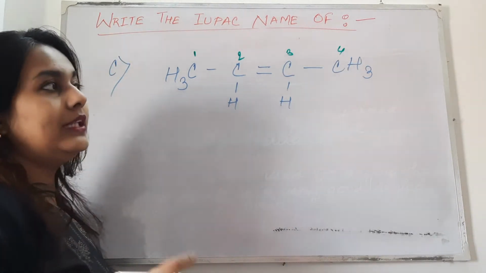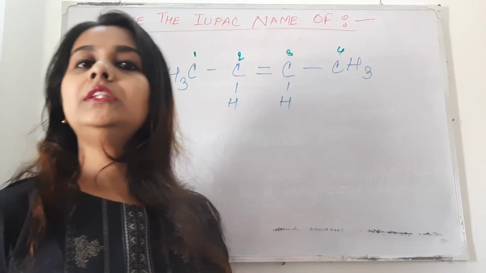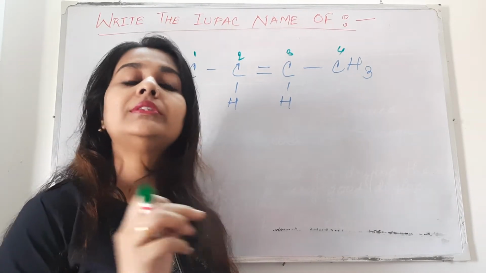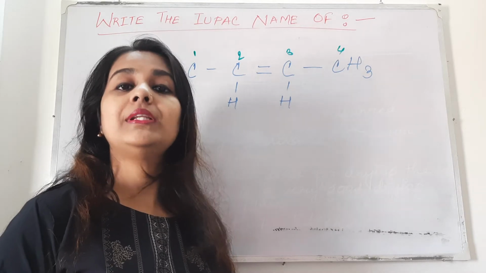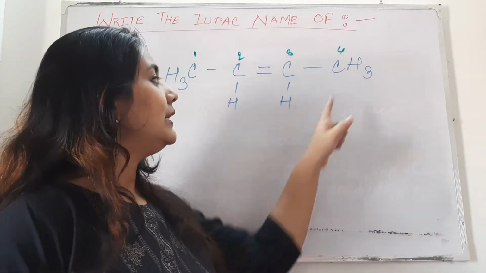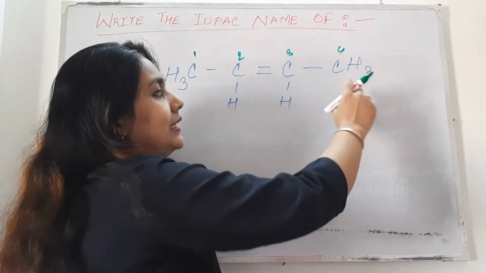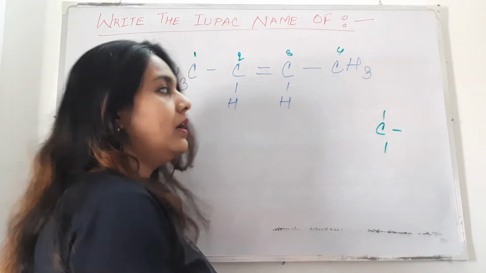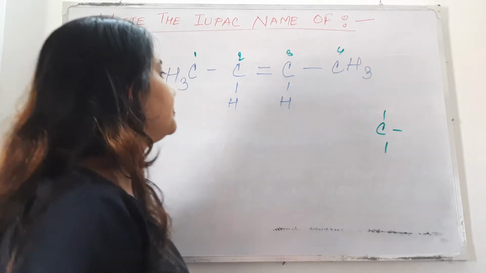Let me tell you one more thing which I forgot to mention in the beginning: in the exam, if you are asked to write the structural formula of a certain compound and the name has been given, then do not write this condensed form. This is the condensed form. This CH3 must be written this way. Okay? You should not write it this way.